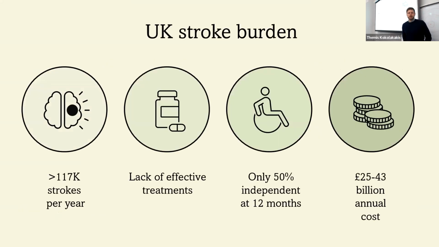I'll start with some stats on the UK stroke burden. There are over 117,000 strokes per year, and there is a lack of effective treatment options available, and it has a high morbidity rate. Only 50% of people will achieve functional independence at 12 months after stroke onset. This brings a huge societal cost of between 25 and 43 billion, attributed to high health and social care costs, as well as loss of productivity for both stroke survivors and informal carers.